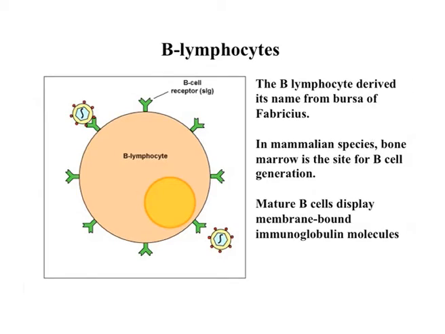Now mature B lymphocytes display on their surface receptors called B cell receptors, which are also called membrane-bound immunoglobulins. The effector B lymphocytes are converted to plasma cells. Plasma cells secrete soluble immunoglobulin molecules.